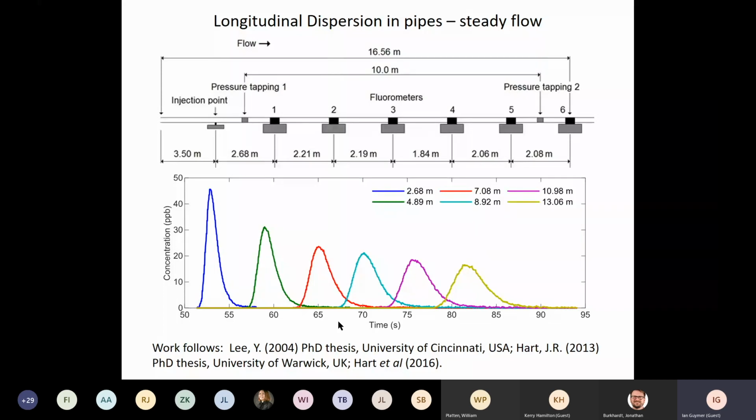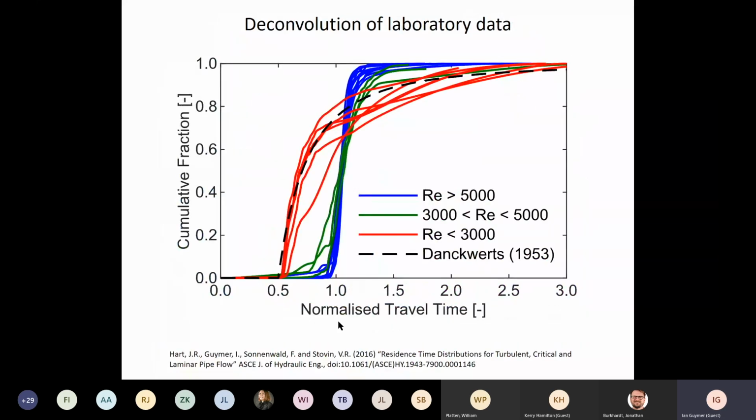But we did these experiments, or James did all these experiments. It's been published, this work. And if we take that data that we previously had and we deconvolve it, we can, from the laboratory data, determine the CRTD, determine the cumulative fraction. And what we found, if we bunch this data together, is that for the high Reynolds number above 5,000, we do get these blue cumulative Gaussian distributions, where we get a Reynolds number that for our system was in the transitional zone. We've got these green distributions, whereby it's not quite as well defined.